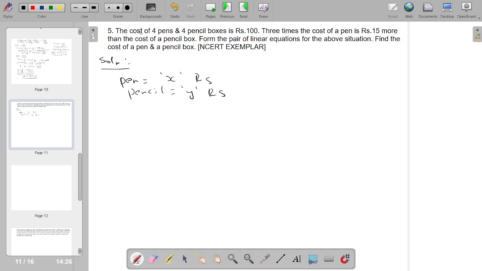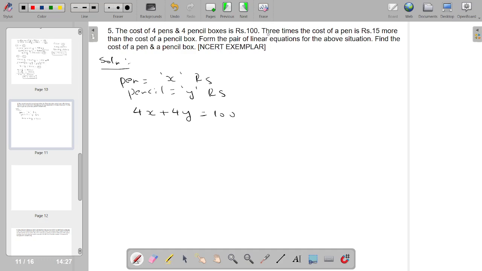And what the problem says, the cost of 4 pens and 4 pencil boxes. So 4 pen boxes. What is the price of each pen box? X rupees. And what is the cost of 4 pencil boxes? What is the cost of a pencil box? Y is equal to 100 rupees.